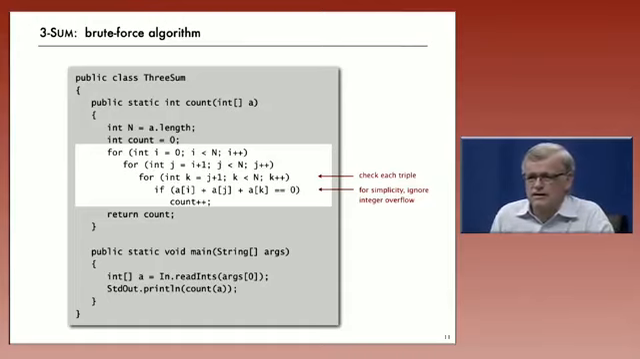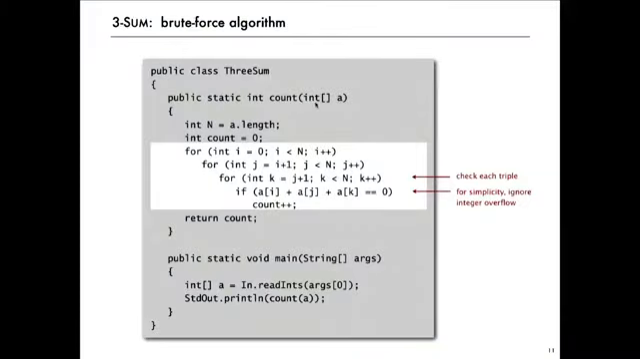It's got a static method count that is going to take an integer array as argument. N is the number of integers, that's the length of the array. We'll start with a variable count equals 0, and then a triple for loop that checks each triple i, j, k. We go i from 1 to n, j from i plus 1 to n, and k from j plus 1 to n, so that we get each triple just once. And then if ai plus aj plus ak equals 0, we increment the count.